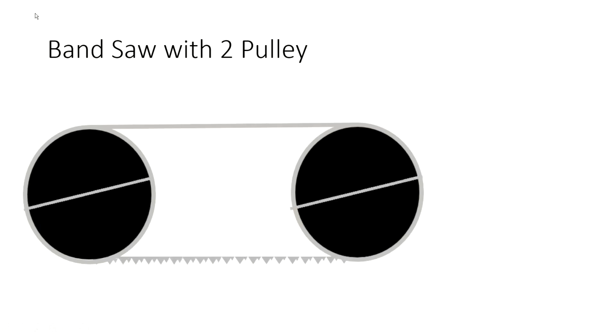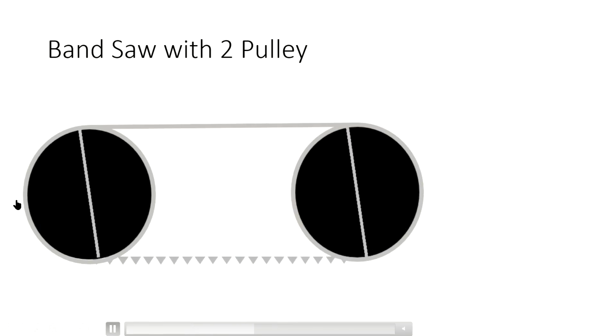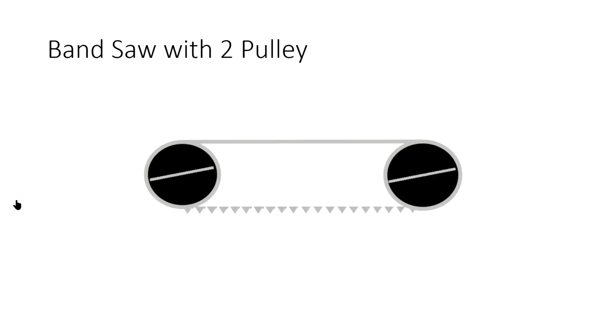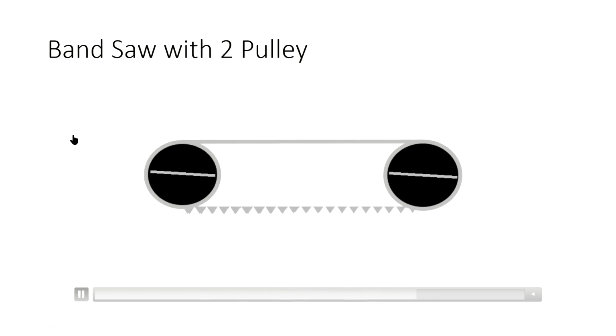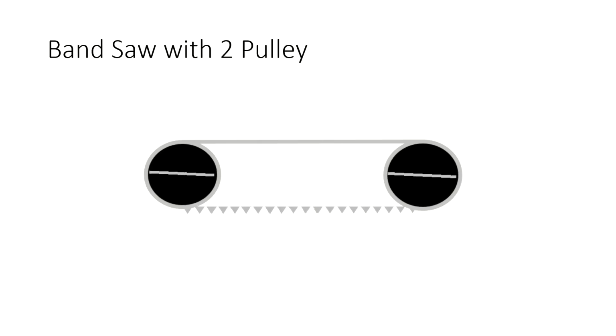Okay, this is how the bandsaw with two pulleys works. We are doing it for the larger diameter pulley and the smaller diameter pulley. The bandsaw produces rotation motion to operate or to cut metal. The rotation of the saw blade occurs due to rotation of two discs with the help of a motor.